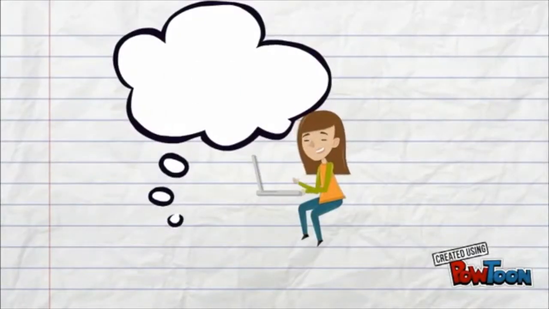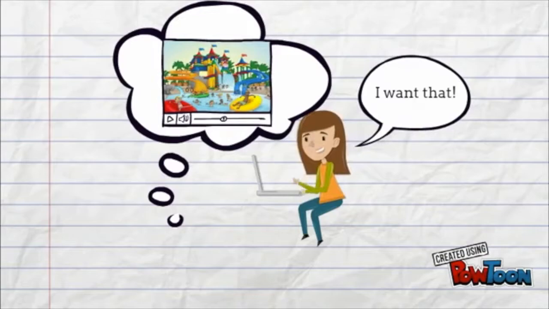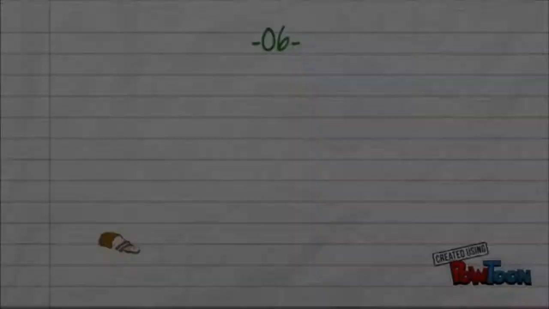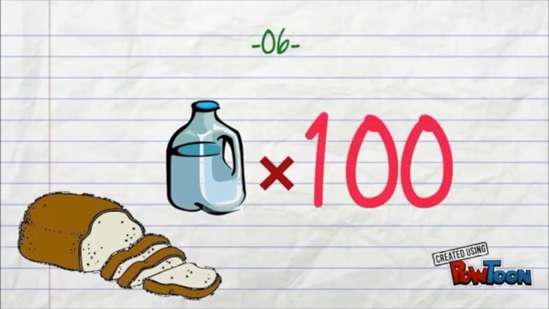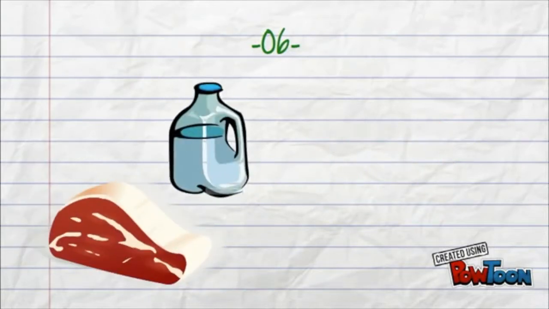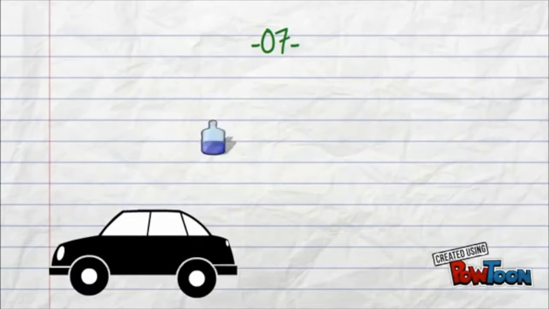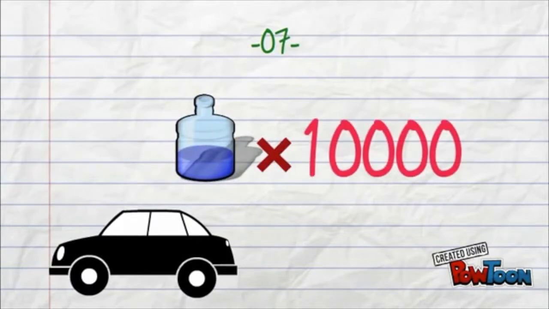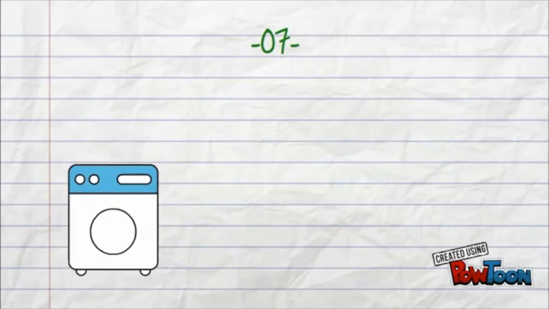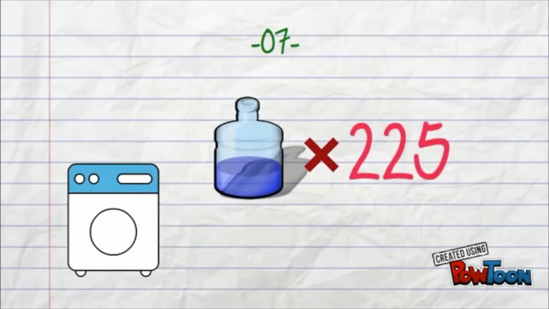Either way, we take water for granted. There are a lot of things we use and do that require water. 1 loaf of bread requires 100 gallons of water, while a pound of beef requires 2,300. Enjoy driving? One automobile uses 10,000 gallons when making, and that's not even including its greenhouse gas impact on the environment. If we look at other daily activities that occur in our lives, such as washing our clothes, it takes 225 liters for 1 cycle in the washing machine.